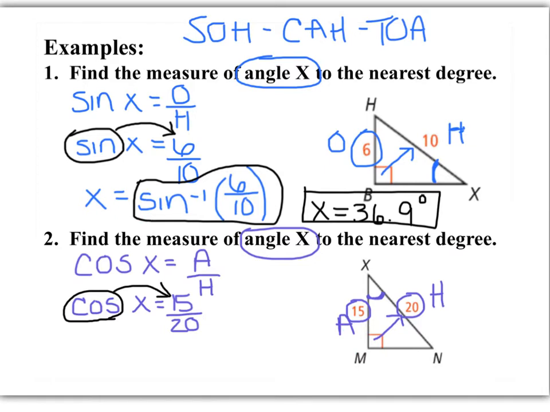So I bring down my x. My cosine moves to the other side as an inverse cosine. And the values that I have on that side are 15 over 20.